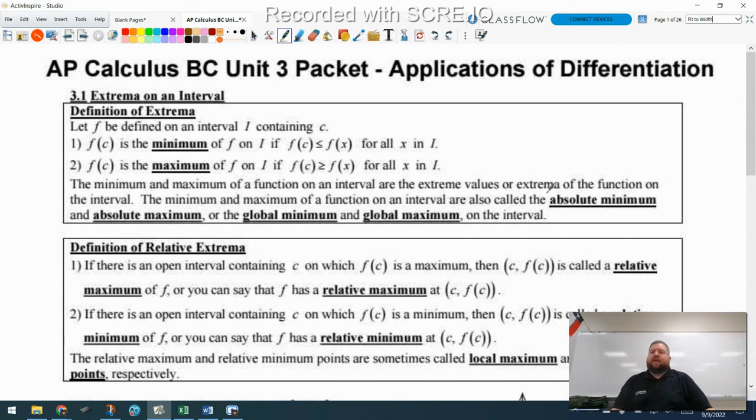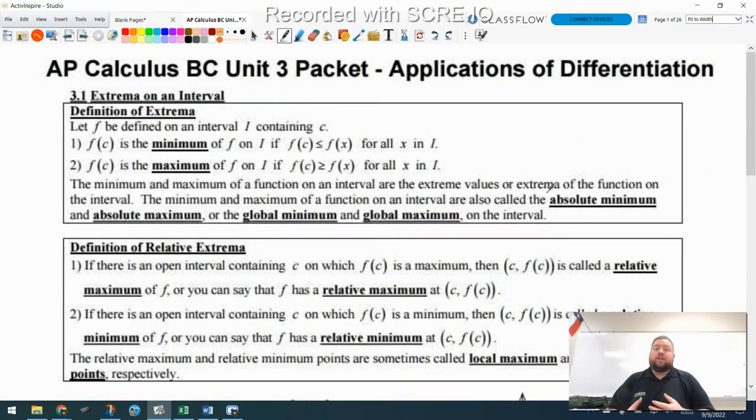All right, so the definition of an extrema is that if f is defined on an interval I, which contains a value c, then f of c is the minimum of f if for every value in the interval, f of c is less than f of x for all x in the interval. All right, and then f of c is the maximum if f of c is greater than f of x for all x's in the interval.